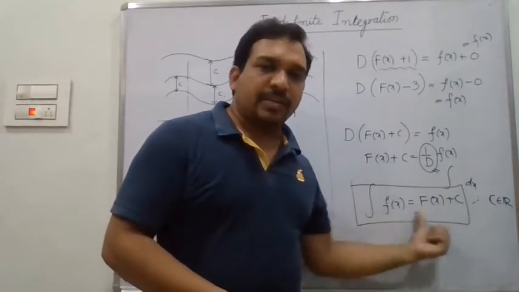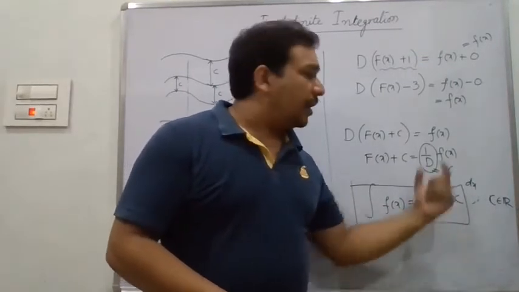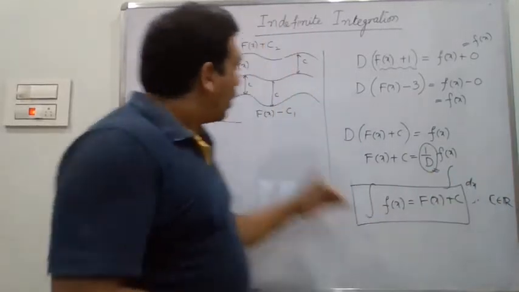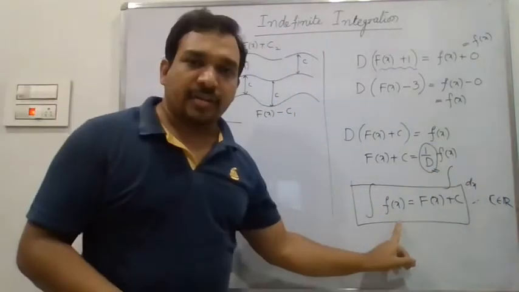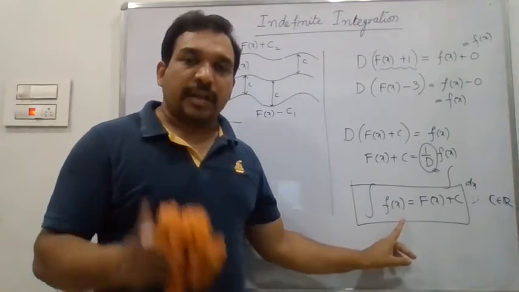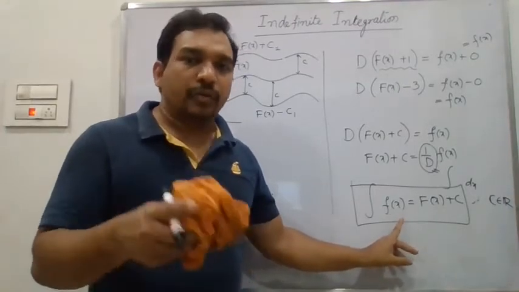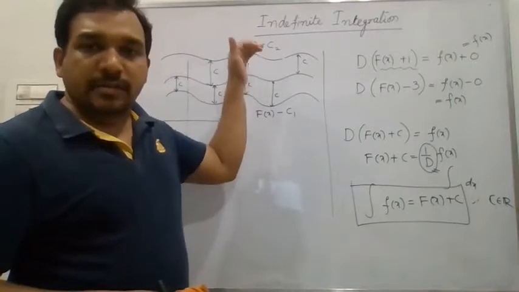But this is not the equation of a single function. It involves infinitely many functions inside it. So all these functions are what? Only the integration of one small f of x. The integration of one small f of x will give infinitely many answers. Clear?